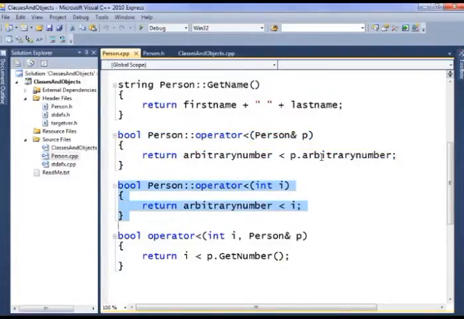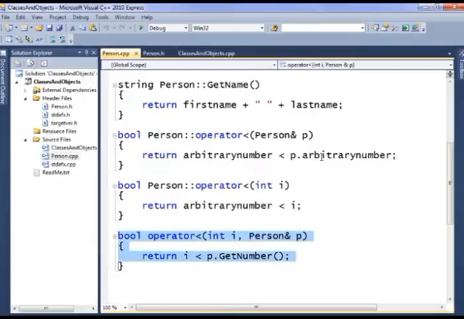The one that takes an integer, so we were saying if P1 is less than 300, just compares the member variable of the instance that was before the operator to the number. And the free function, notice its name does not start person::, it just compares the two parameters that it was given. In this case, the integer and the arbitrary number of the person.